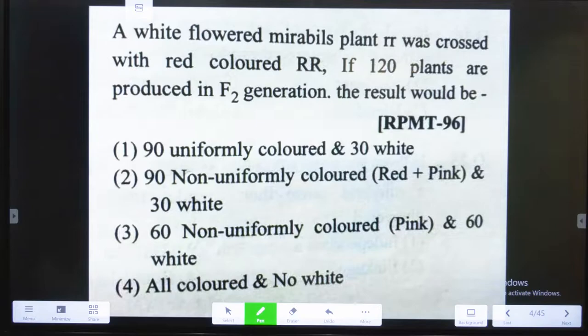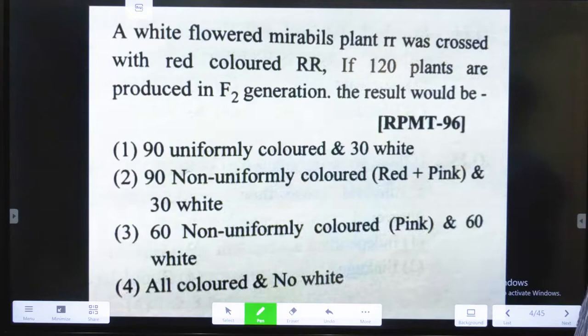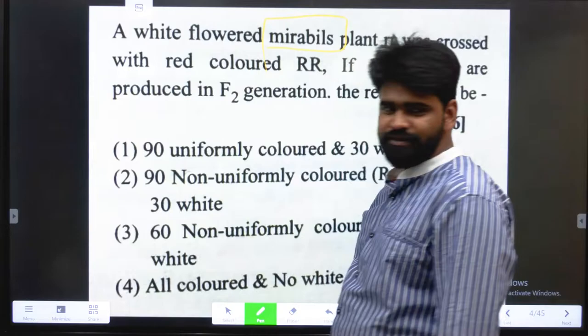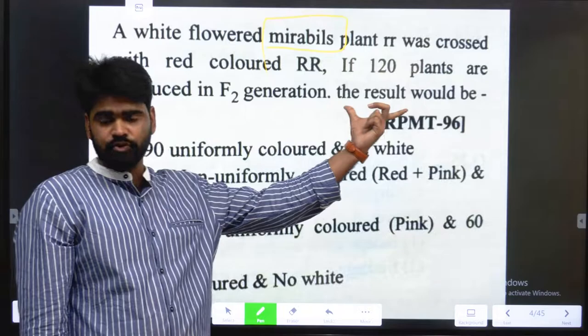Hey, you people are not getting what? A white flower Mirabilis plant RR was crossed with a red color RR plant. If 120 plants were produced in the F2 generation, the result would be. Now, here is the catch. People understood? This is snapdragon, which means incomplete dominance, given in your NCERT. It means you have to produce three different types: one is red, one is pink, and one is white.